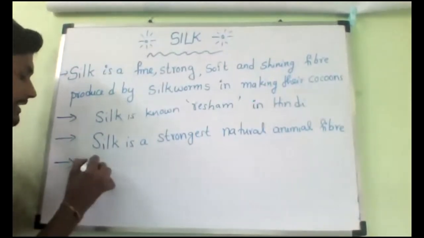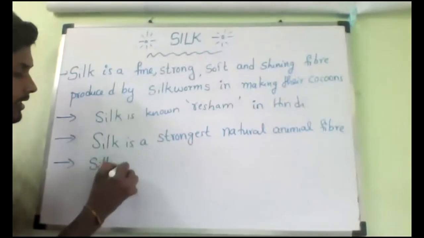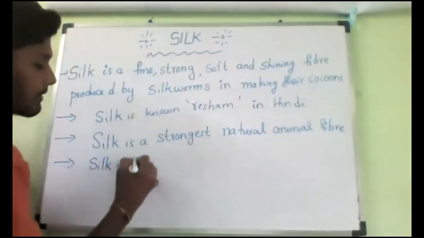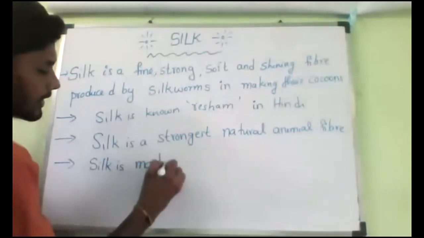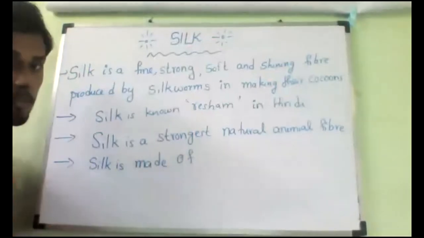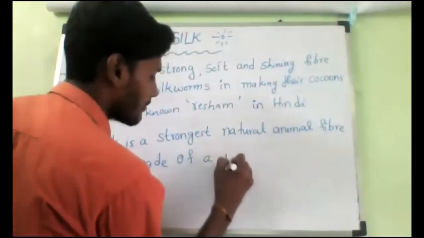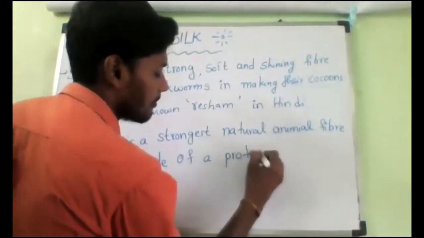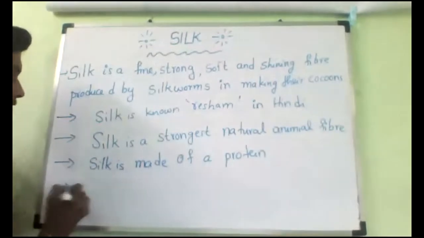Next, silk is made up of what? Protein. Made of protein. Next, the last point.